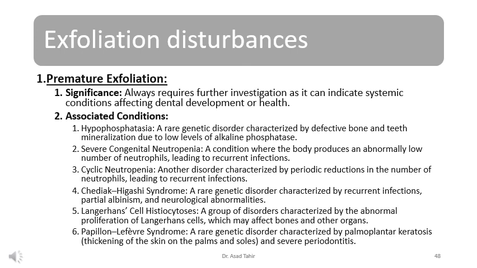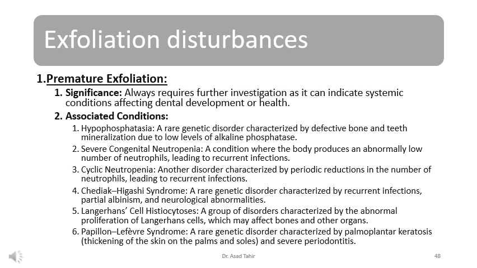Hypophosphatasia, a rare genetic disorder characterized by defective bone and teeth mineralization due to low levels of alkaline phosphatase. Severe congenital neutropenia, a condition where the body produces an abnormally low number of neutrophils, leading to recurrent infections. Cyclic neutropenia, another disorder characterized by periodic reductions in the number of neutrophils, leading to recurrent infections. Chediak-Higashi syndrome, a rare genetic disorder characterized by recurrent infections, partial albinism, and neurological abnormalities.